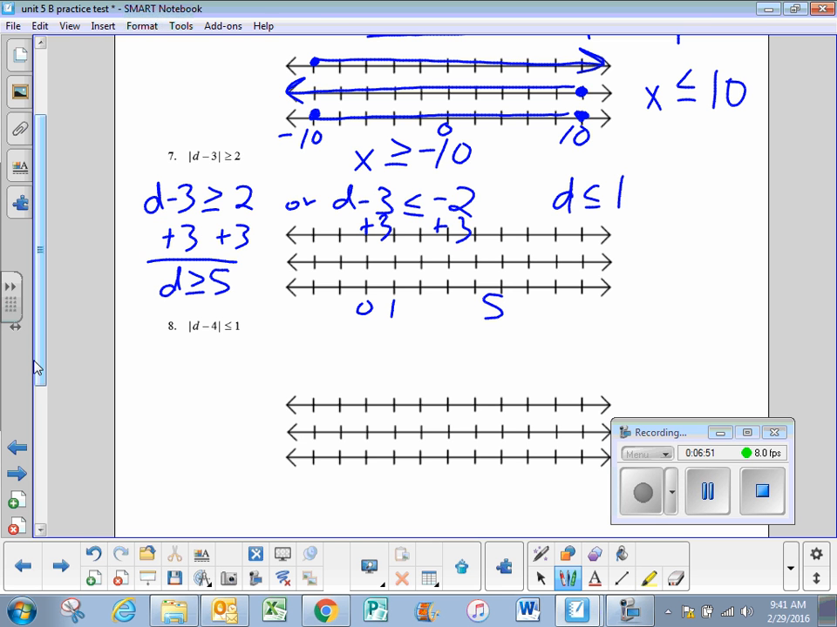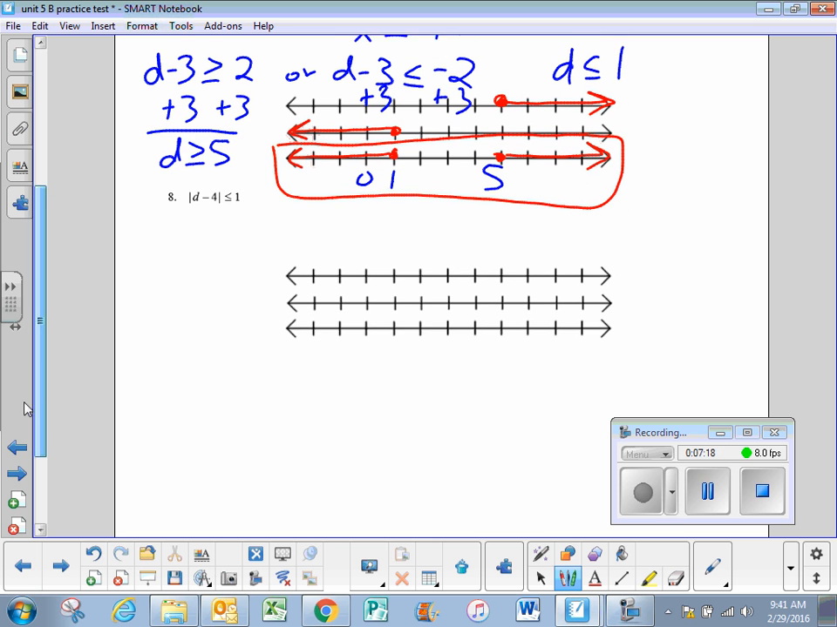So if I go d is greater than or equal to 5, d is less than or equal to 1. And the question is, it's an or, so where is one or the other graph? It's either everywhere out here or everywhere out there. So that's my final answer. That's my graph. So it's everywhere but not between 1 and 5. There's infinite numbers between 1 and 5. You know that? Yes. Okay.